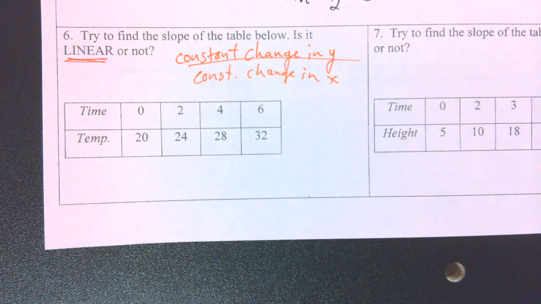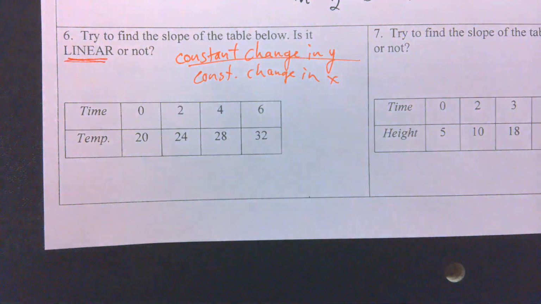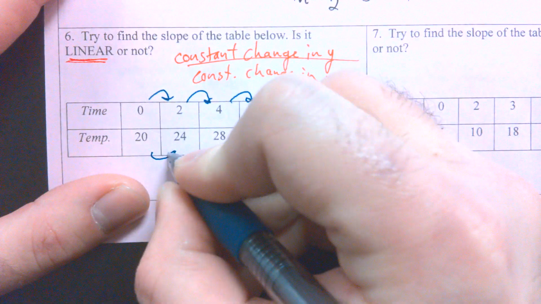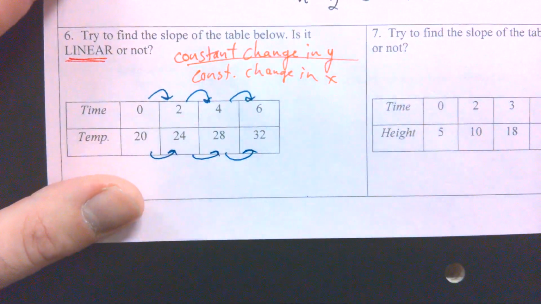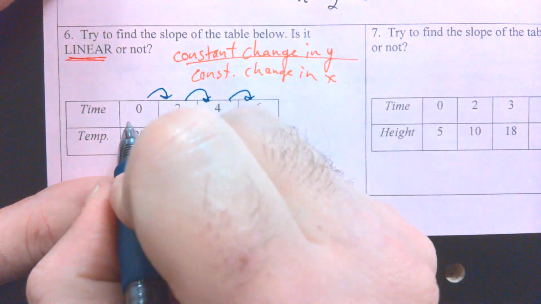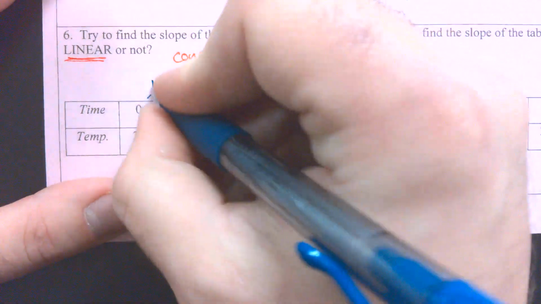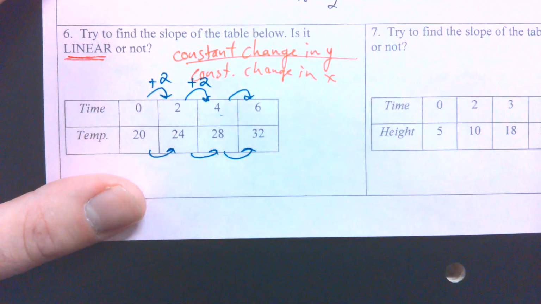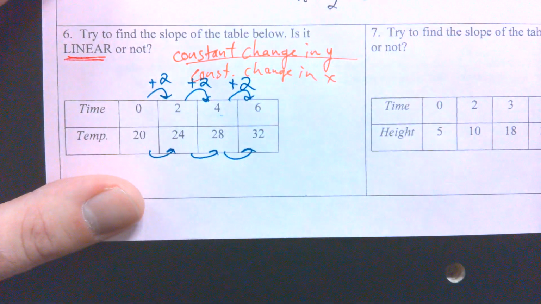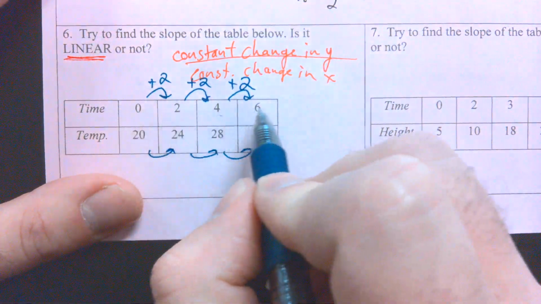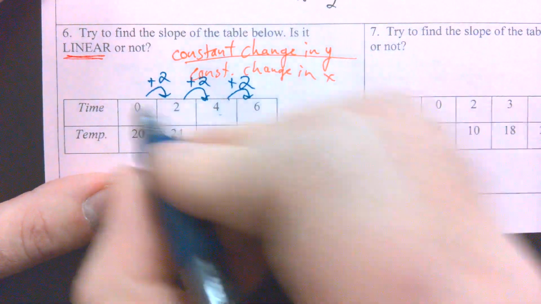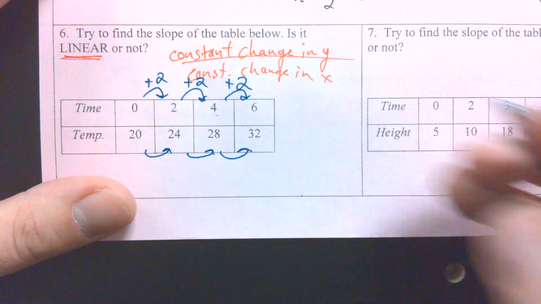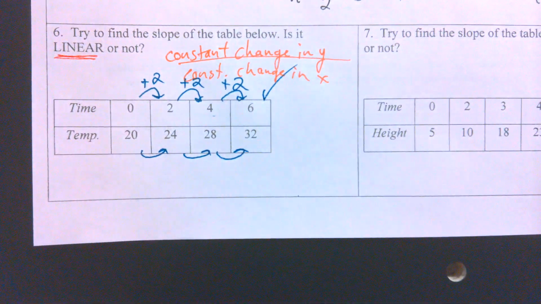Essentially what that means is that when we do our little arrows from point to point, we should get the same number across the top and the same number across the bottom. So on the top, how would we get from 0 to 2? Plus 2. What about from 2 to 4? Plus 2. And 4 to 6? Plus 2. Is that a constant change in x on the top? Plus 2, plus 2, plus 2. Is that the same number? Yes, 2, 2, and 2 are all the same number.